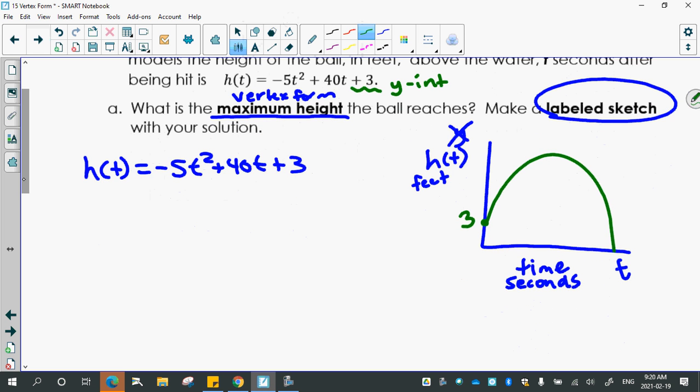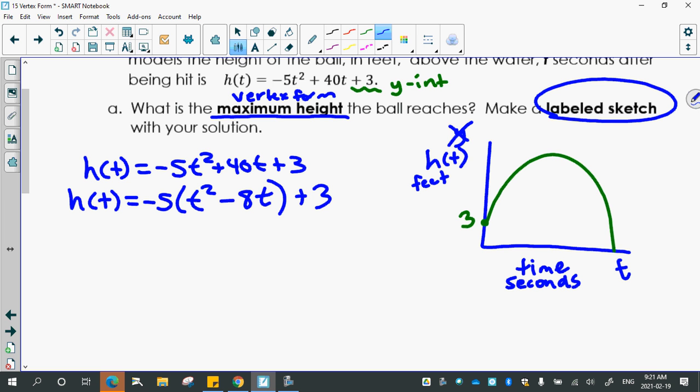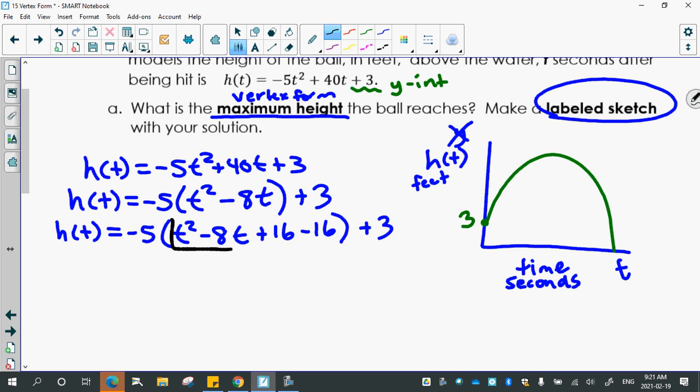All right, so I saw lots of people factoring the -5 out, which is great. So it would be -5 times the bracket t squared minus 8t, plus 3. So check and see if that was your first step. Okay, good. So then your second step is to complete the square inside the bracket. So you're going to take half of 8, which is 4, and square it. So let's add 16, subtract 16, close your bracket, plus 3. And then these 3 terms form your perfect square trinomial. So I can factor them.